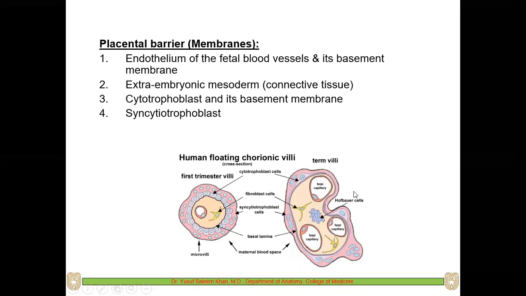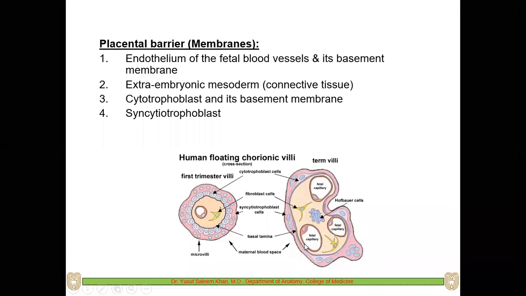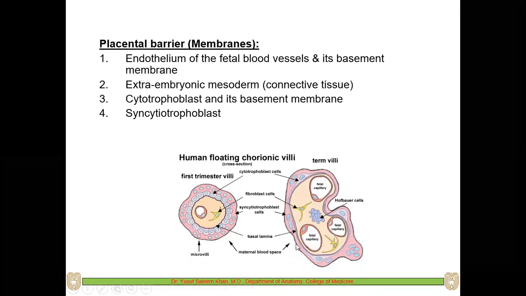But later I will discuss how two of these layers, especially the second and the third layer, will disappear and become a very thin layer. So with the fetal blood vessels here, with the fetal endothelium, outside we have just the syncytiotrophoblast. Cytotrophoblast has disappeared and the connective tissue also has disappeared and the blood vessels come very close here. This will happen in the later stages. We'll talk about that and its complications.